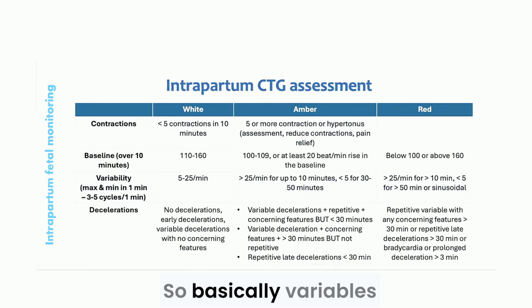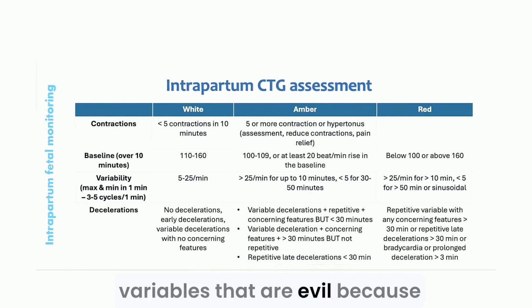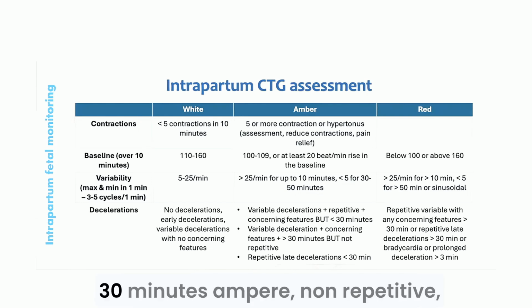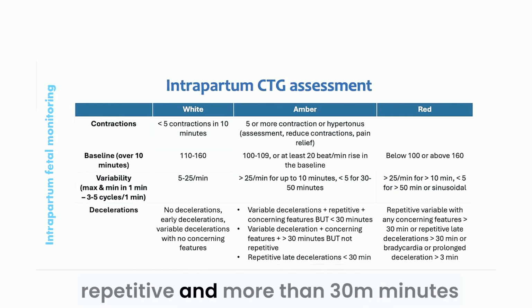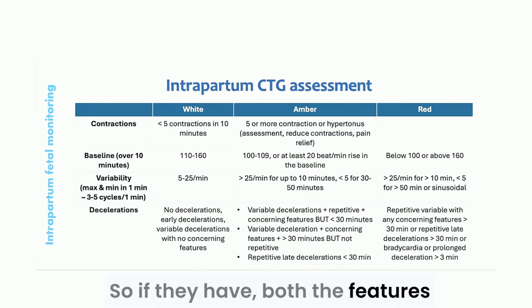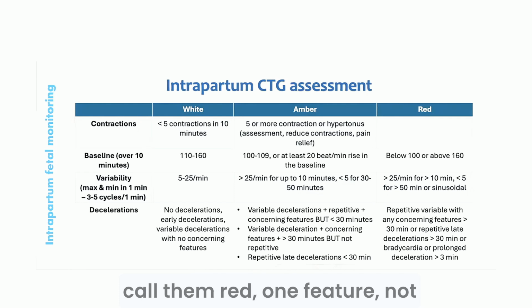So basically, variables that are not evil, with no concerning features, are fine. Variables that are evil because they have concerning features, if they are repetitive, less than 30 minutes, amber. Non-repetitive, greater than 30 minutes, amber. But if they are evil, repetitive and more than 30 minutes, this is when we call them red. If they have both features, being repetitive and more than 30 minutes, this is when we call them red. One feature, not the other, then it's amber.